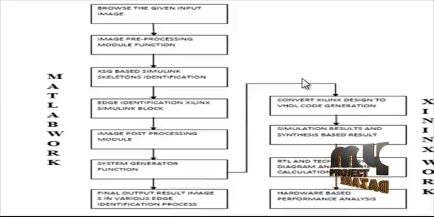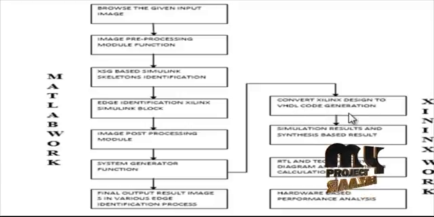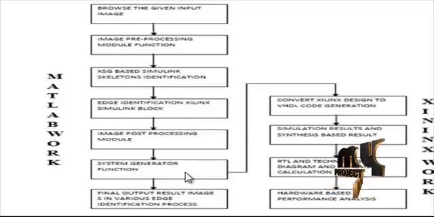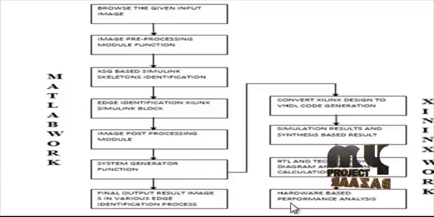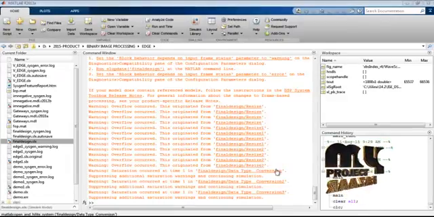Then the System Generator converts the Xilinx design to VHDL code, then we apply the Xilinx software to calculate the Simulink results and synthesis results for the overall edge detection process, then calculate the RTL technology diagram for the required edge detection architecture in the FPGA process, then identify the hardware based performance analysis. This is the timing based result for the overall FPGA architecture. Then we see the final output for the product.